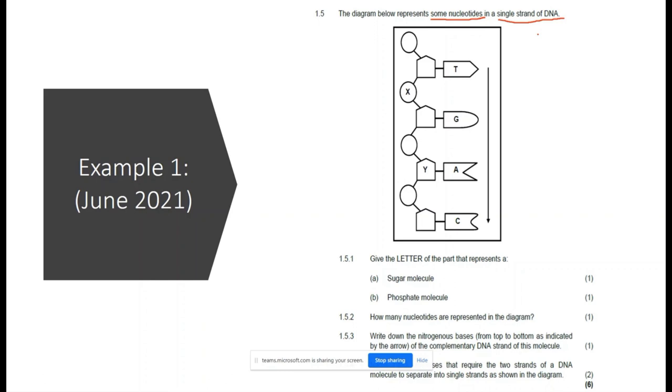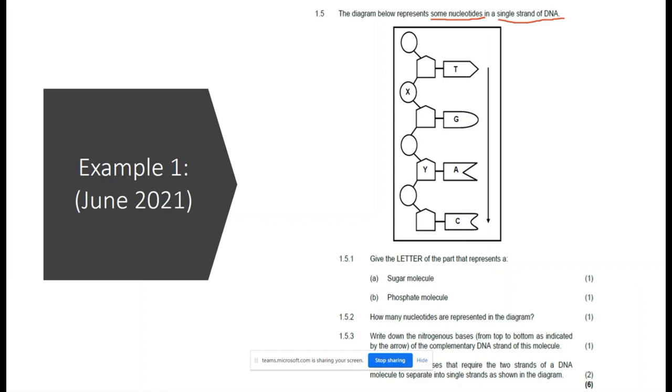I'm sure grade 12s, you know this answer. Let's say in the end-of-year question, they give you this diagram and they say it is a single strand of DNA. And the very first question is, give a visible reason why this is a DNA molecule. Why is it a DNA molecule? Come, we know the answer.